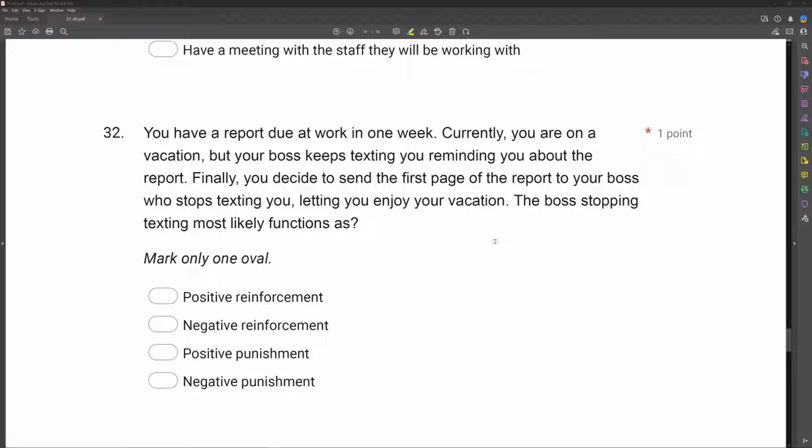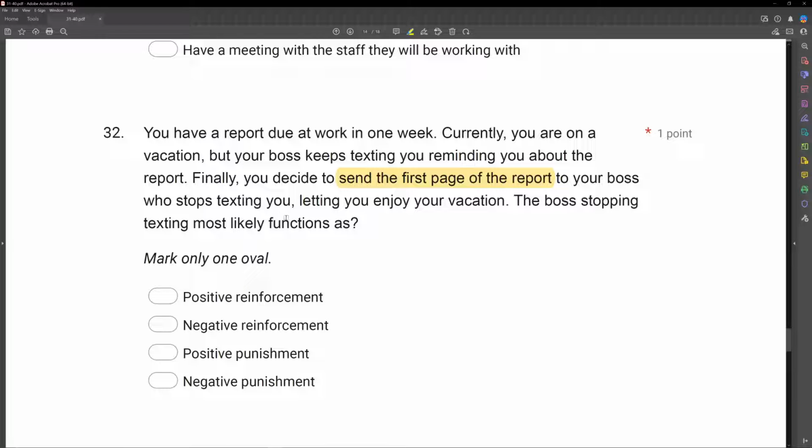All right, what are we looking at here? We're looking at the boss stopping texting, right? And the boss stops texting in response to you sending the first page of the report to your boss. So we're looking at the consequence of the boss stopping texting in relation to the response of you sending the first page.